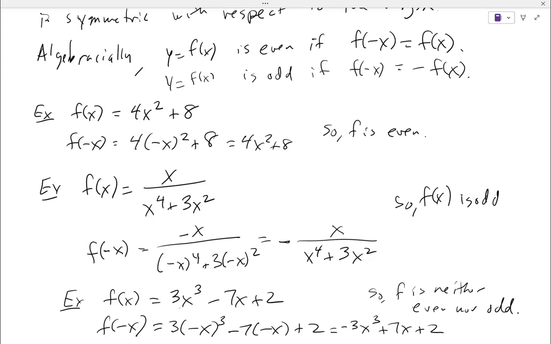In the second example, I'm doing one polynomial divided by another, so there's a different rule for that type of function. But for a polynomial, remember polynomial means all your x's have positive integer exponents. You're not dividing by x's or putting them in square roots or any of those kinds of things. For your polynomials, in order for it to be even, all the powers of x have to be even. In order for it to be odd, all the powers have to be odd.